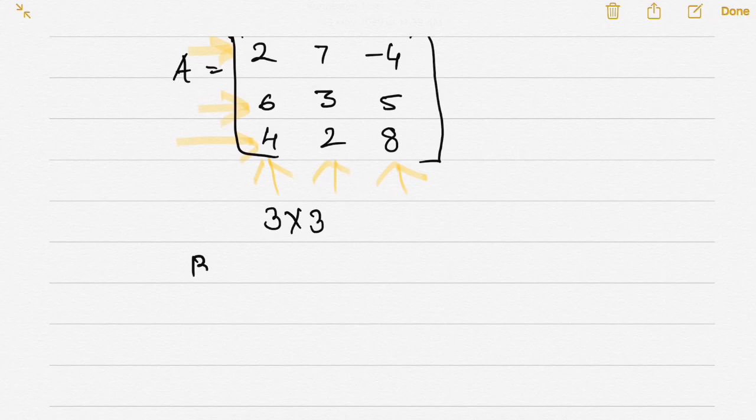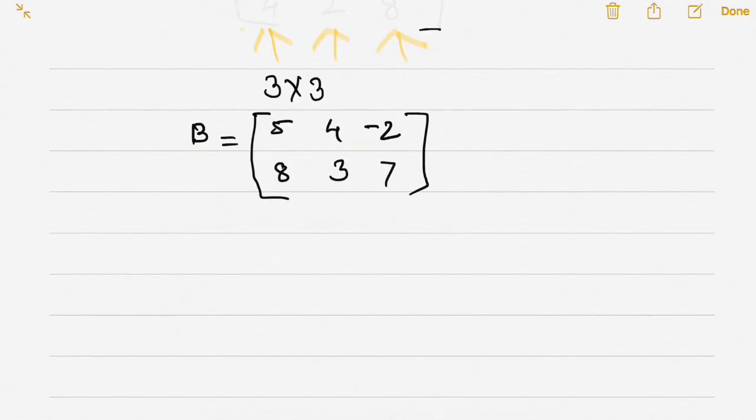Let us take one more example. Let B be a matrix with elements. So the order of this matrix is 2 by 3. Why? Because this has got 2 rows, row 1, row 2, and 3 columns, column 1, column 2 and column 3.